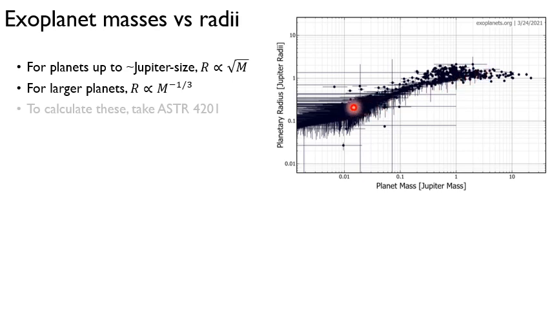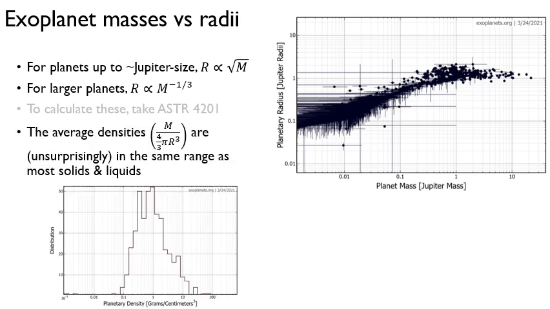Now really, if you were to plot this on a linear scale, you'd see this is a sideways parabola, and the radius basically goes as the square root of the mass up until you get to be about as big as Jupiter, and then it actually decreases, the radius decreases a little bit with increasing mass. If you actually want to calculate this, this is an upper level thing. You should take Astronomy 4201, but it's something that we can understand in any case.